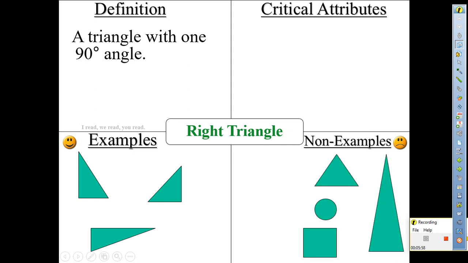Copy those. Non-examples. As you're copying, start thinking, these are not right triangles because blah, blah, blah. So, question: if these are right triangles, why are these not? Tell your neighbor why these are not right triangles. They have one or more, maybe. No, they have more. Oh yeah, more than one.